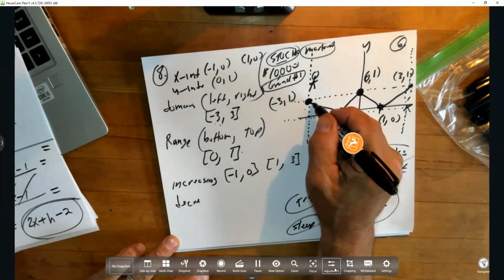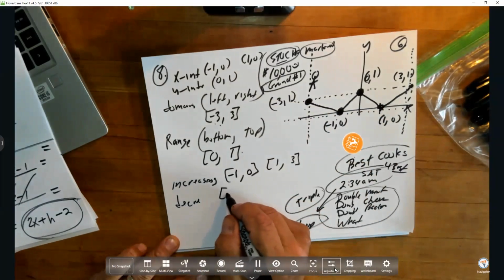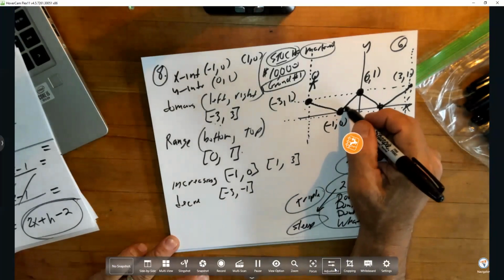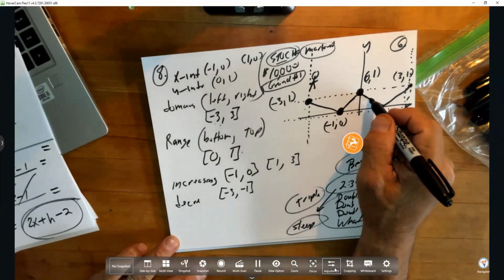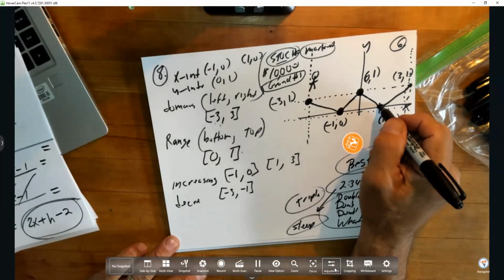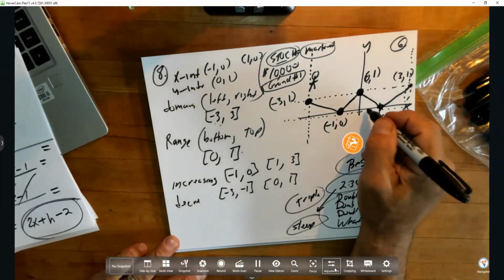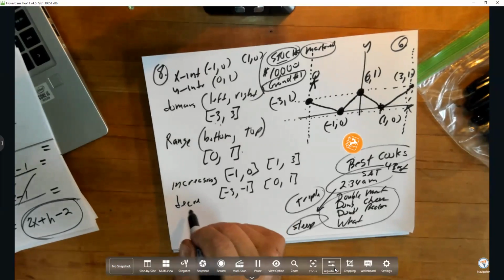You're here. Are you decreasing right there? Is it going down? Yes. So it's decreasing from -3 to -1. And from there up, and then from 0 to 1, are you going downstairs again? Yes. So from 0 to 1, you're going upstairs. All right. So now that's all. We got domain, range, x-intercepts, decreasing, increasing.